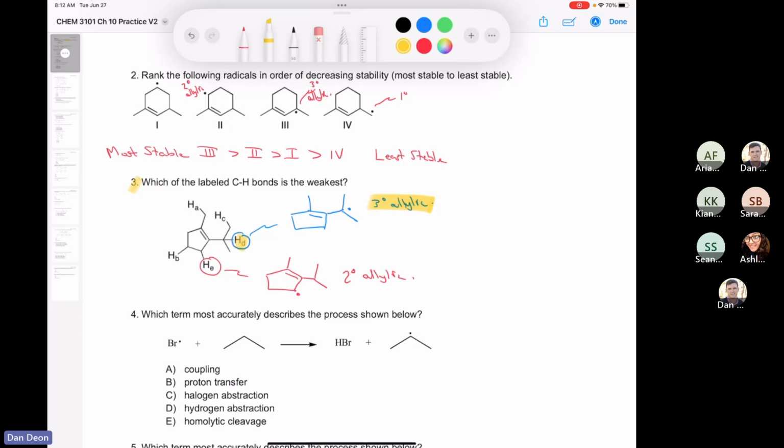And then HA is also allylic, right? There's HA, but it's primary allylic. So the tertiary allylic would be the winner there.